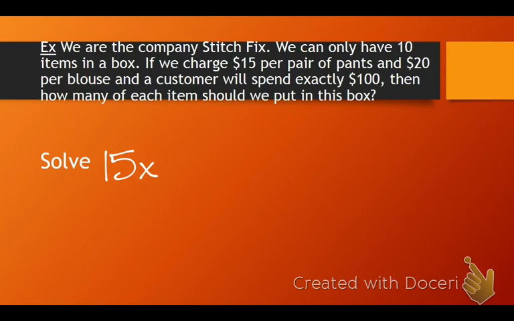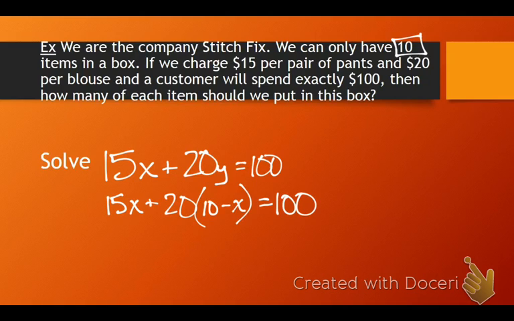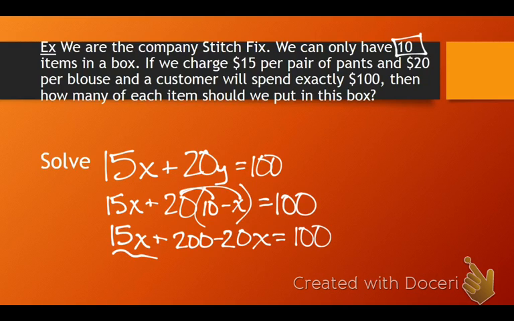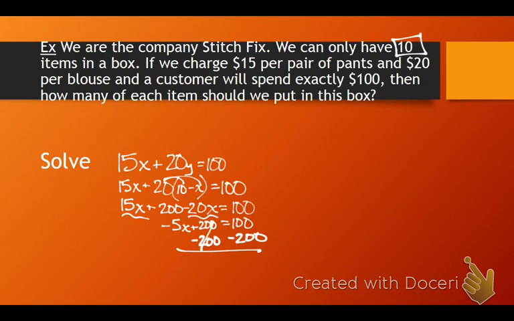So we've got 15x plus 20y equals 100. We still have, we go back to 10 items in a box. Distribute, like terms. We get negative 5x plus 200 equals 100. Looks like we have negative 5x equals negative 100. How many pairs of pants should we have? Should end up with 20.